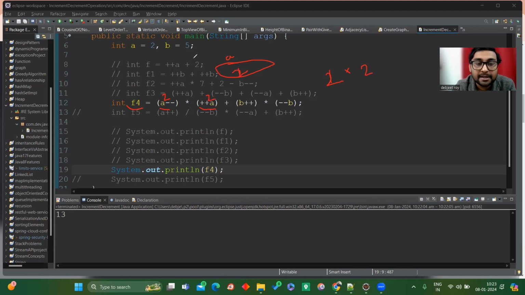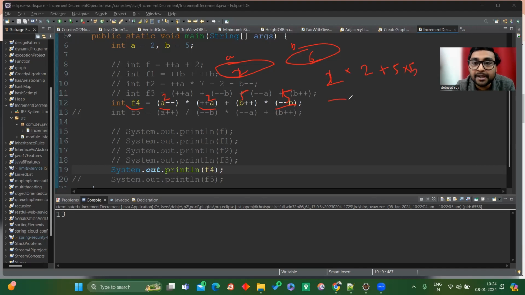Here it's B plus plus. The value of B is 5. Here it will be stored as 5 only because it's post increment, not pre-increment. The value will be stored here as 5, but in the memory for B, the value will now become 6. So here I will take 5. And here, minus minus B: the current value is 6, so 6 minus 1 is 5. The value will be stored as 5 here, so it's multiply by 5.